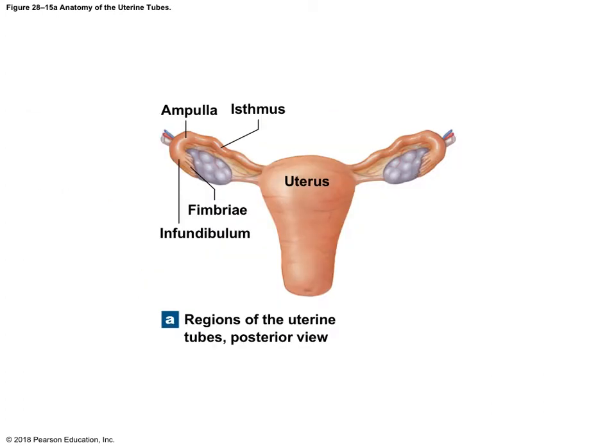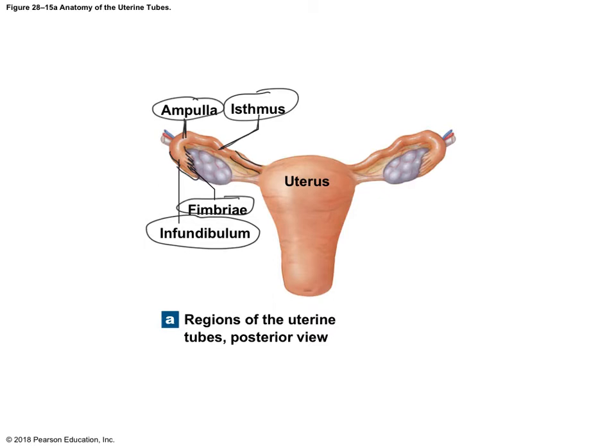Each uterine tube has an infundibulum, which is an expanded area at the distal end of the uterine tube, with fimbriae attached to them, which are finger-like projections. It also has an ampulla and an isthmus that attaches to the uterus.